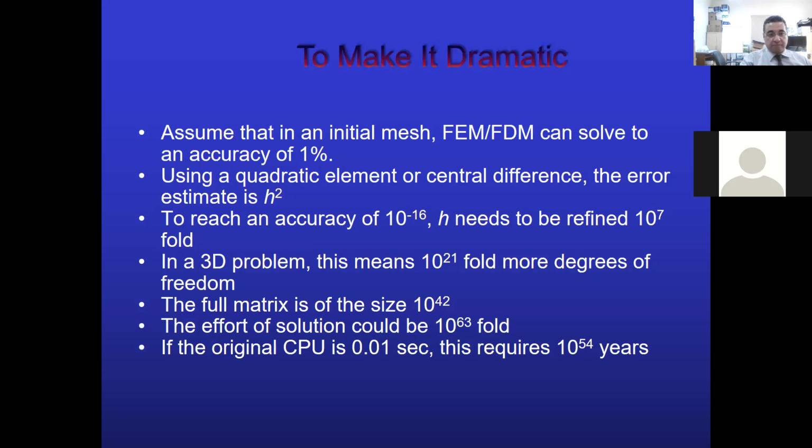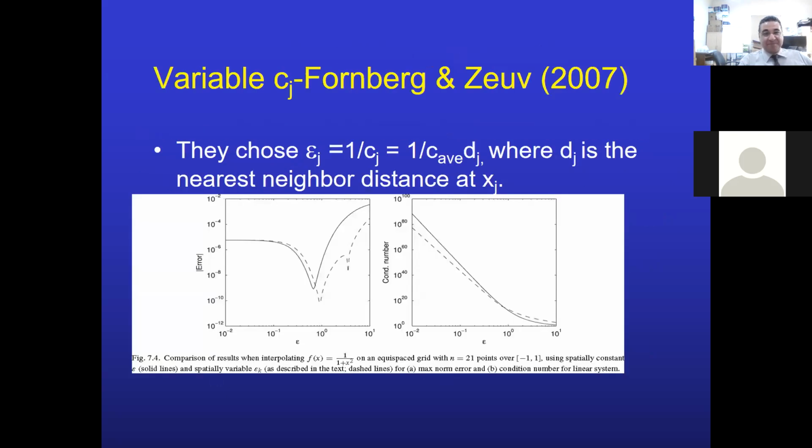Anyway, if the original CPU time is 10 to the minus 100th of a second, you'd need 10 to the 54 years. The age of the universe is only 10 to the 13 years. So we'd spend another age of the universe to solve one problem. Okay, all right. So next.